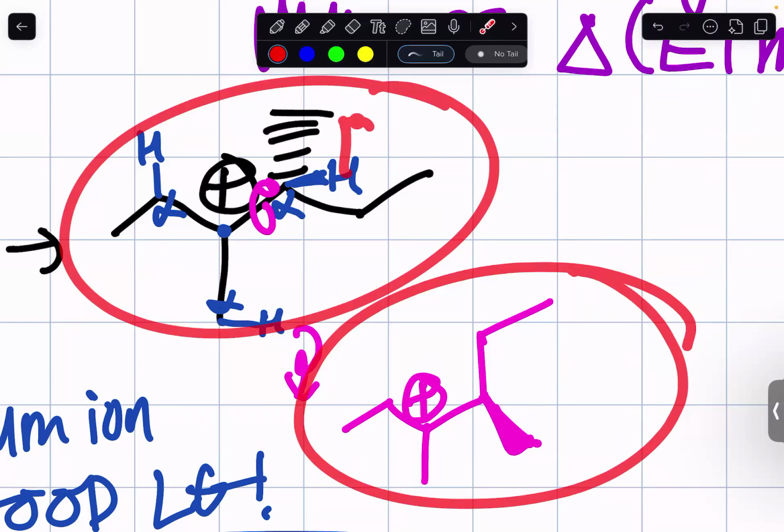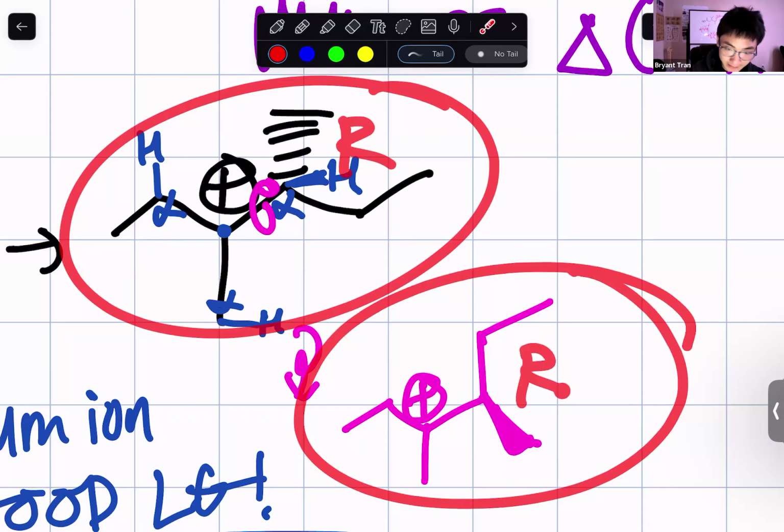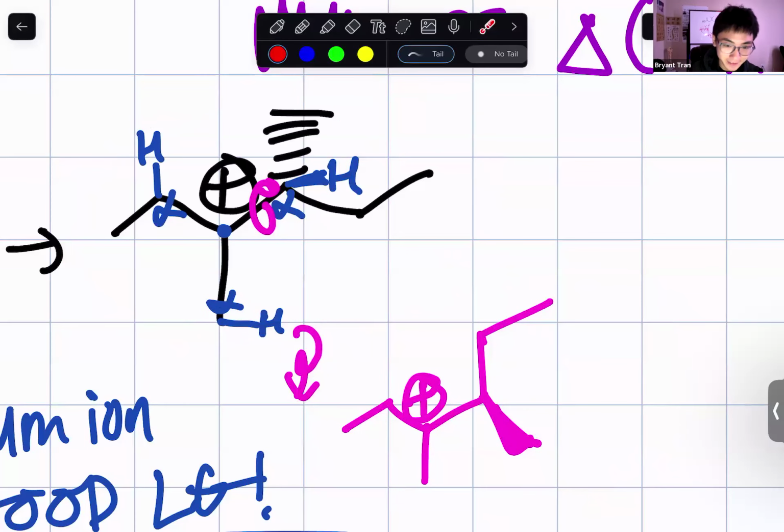That makes sense. It's the exact same thing because it will have this exact same chiral center. It's just rotated. This bond here is just rotated, but it's the exact same molecule.